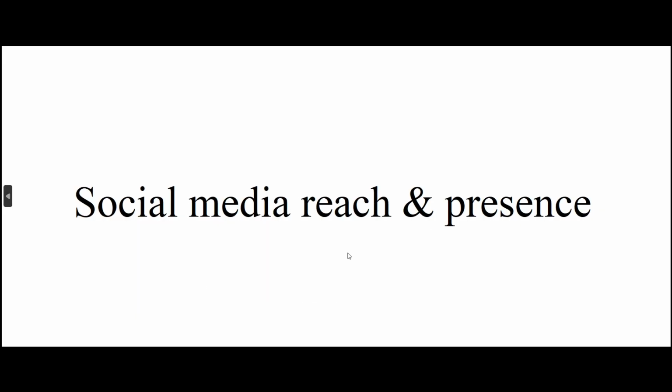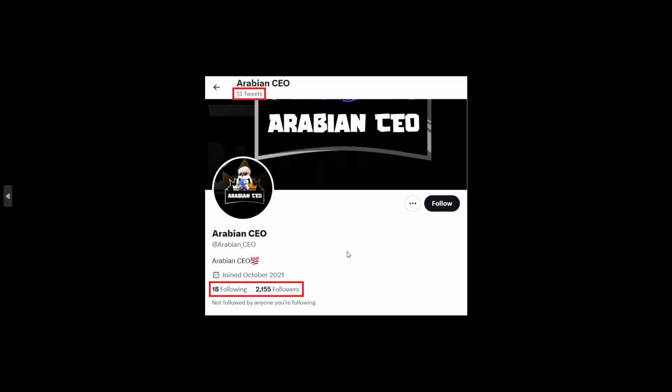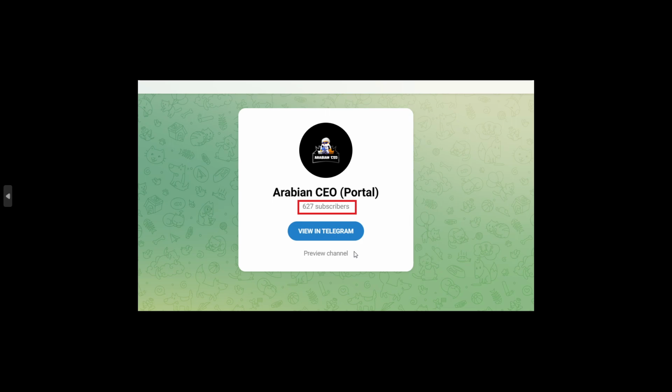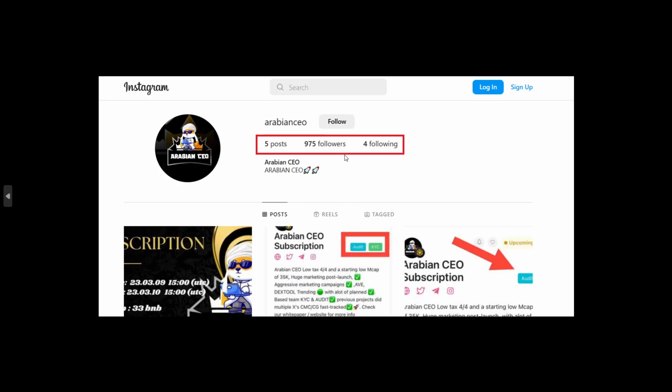When it comes to other social media reach and presence, so on Twitter they have almost 2,000 followers, 18 people actively following them, they have only 600 subscribers on Telegram. And when it comes to Instagram, they have 5 posts, 975 followers, and 4 of them actively following them.